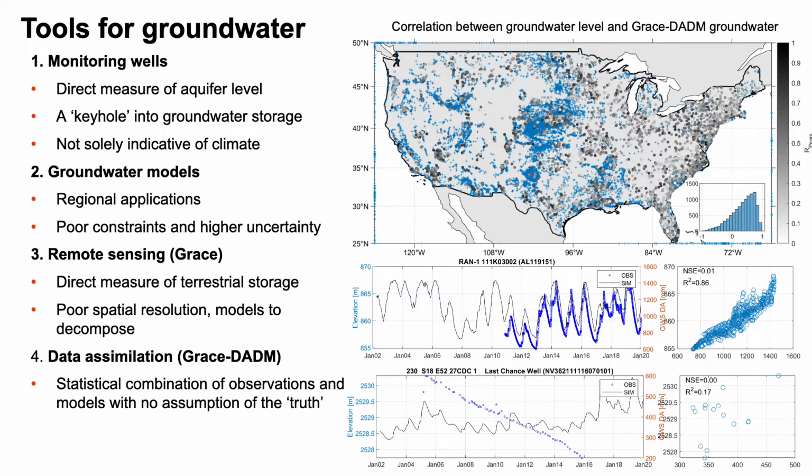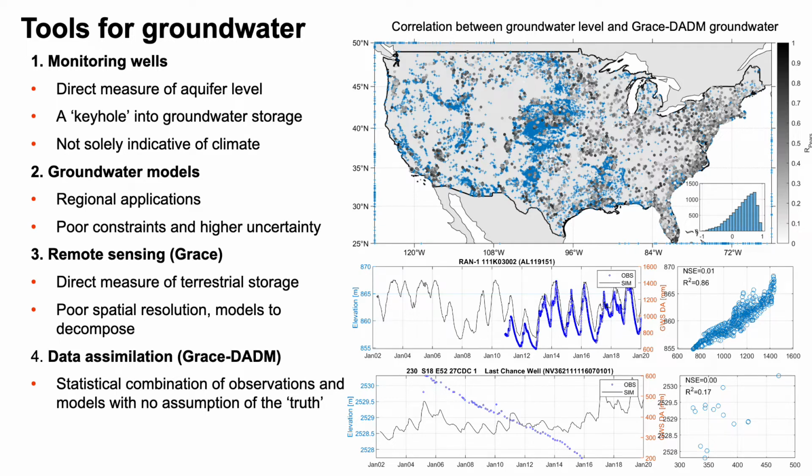Models, on the other hand, estimate aquifer storage and are generally constrained by precipitation and stream flow, but many other uncertainties in these models are often lumped into groundwater storage. Remote sensing, primarily through NASA's GRACE satellite, provides a direct measure of total water storage, but requires models to disaggregate these gravity anomalies into changes in groundwater storage, and the spatial resolution is very coarse. Finally, data assimilation blends models and observations from satellite and in situ data to statistically push the models towards observations and reduce model uncertainty and bias.